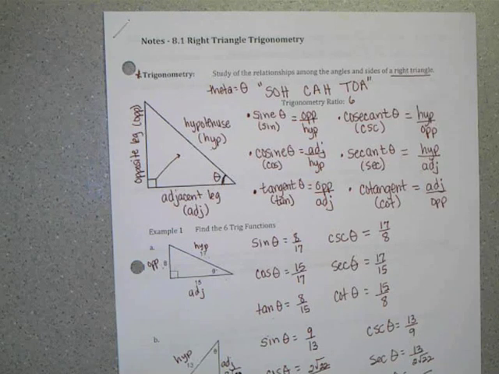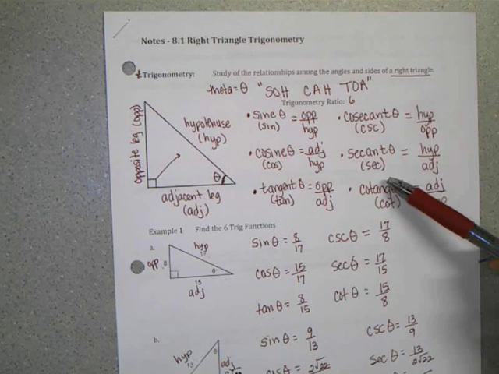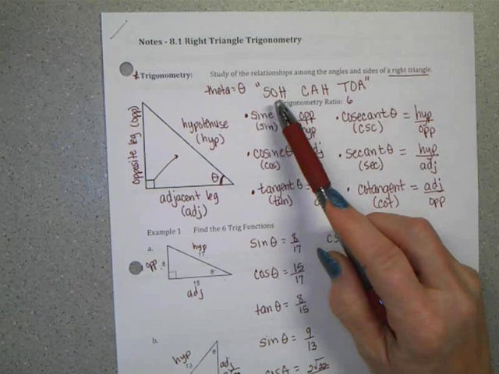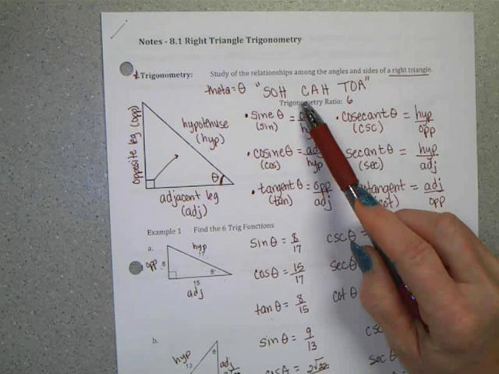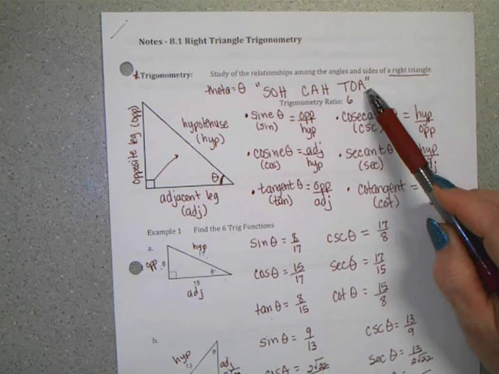All right, welcome to the second half of section 8.1 as we continue to talk about right triangle trig. So in our last section, we identified how we find the 6 trig ratios, and we came up with our little mnemonic device to help us remember, SOHCAHTOA. So sine means opposite over hypotenuse, cosine is adjacent over hypotenuse, and tangent is opposite over adjacent.